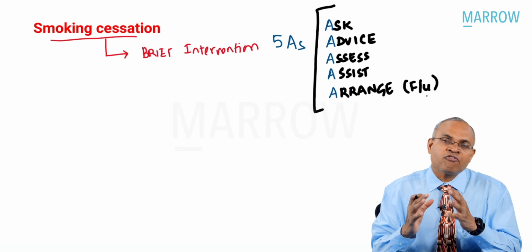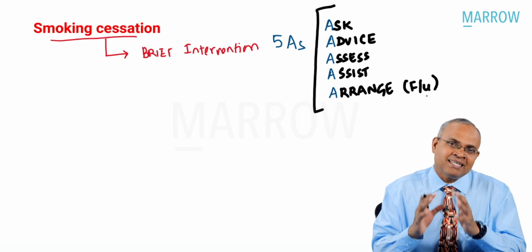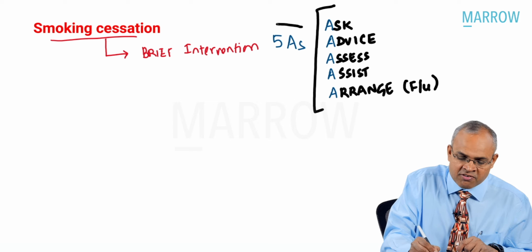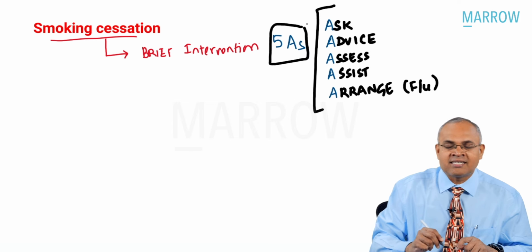So arranging for follow-up is extremely important in these situations. So what is the brief intervention we are talking about? The brief intervention we are talking about is the 5 A's. This also was asked earlier in the exam.